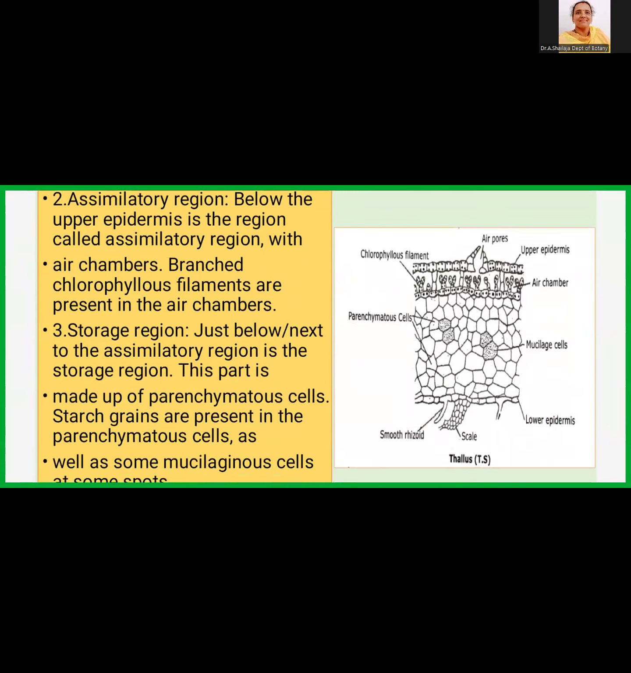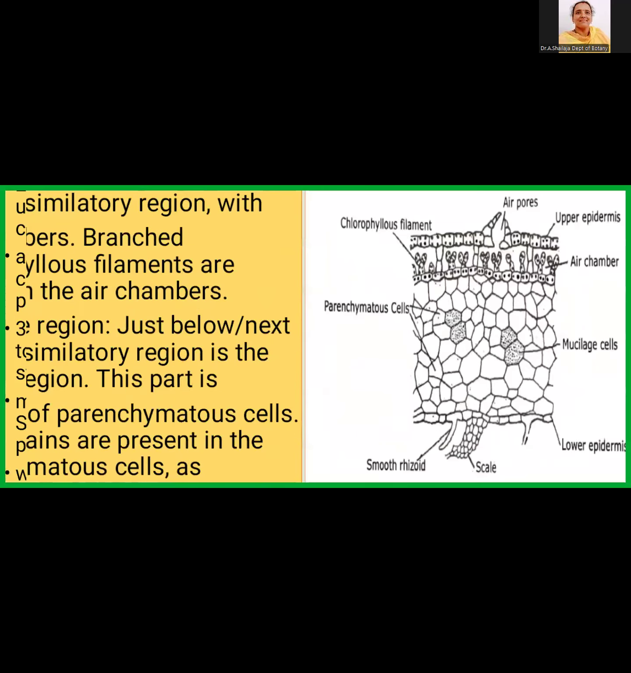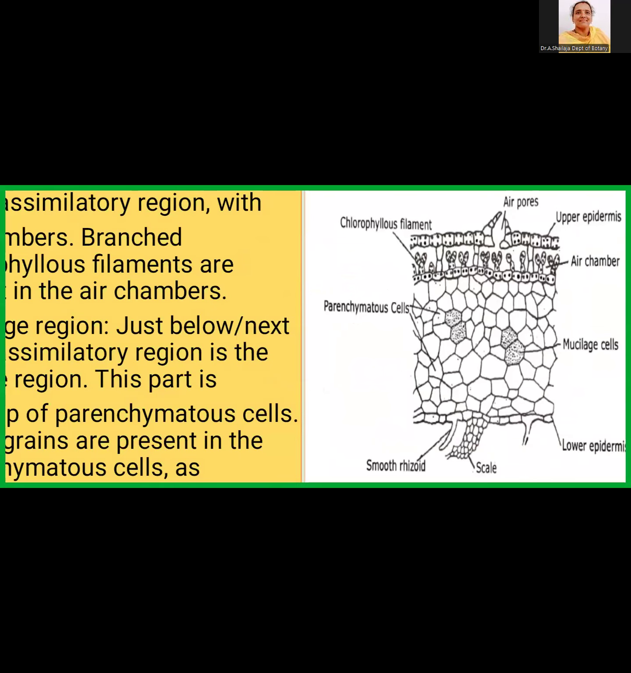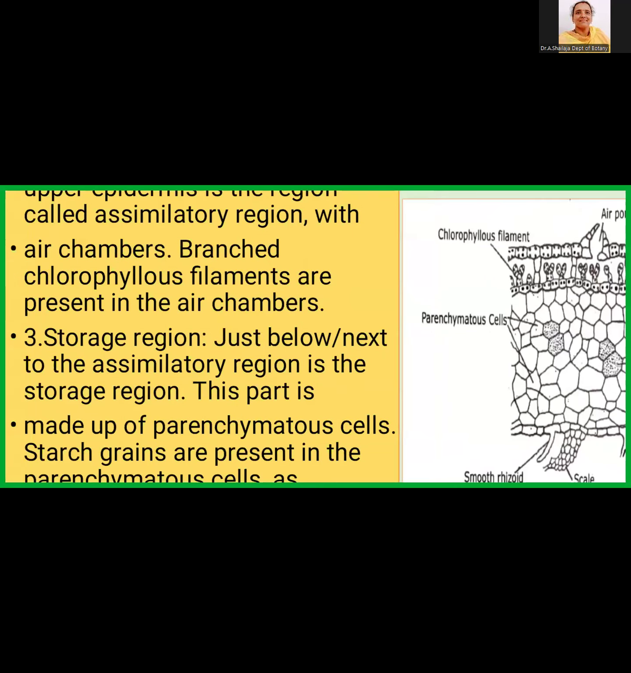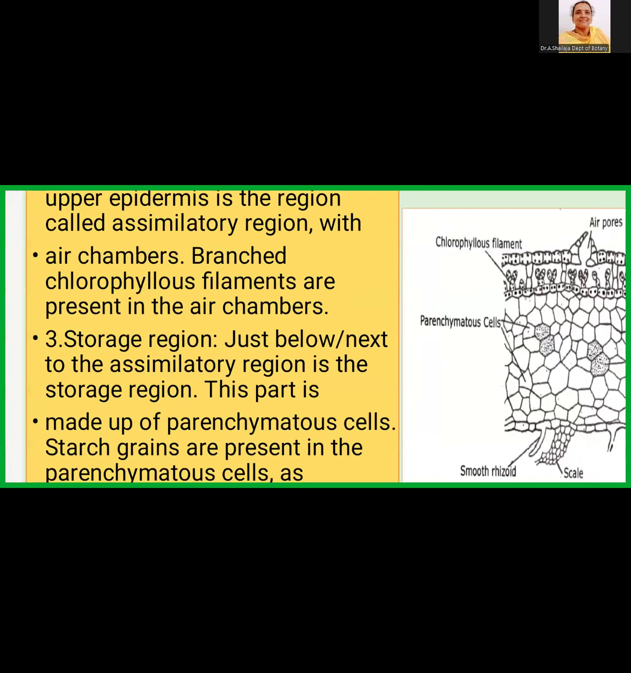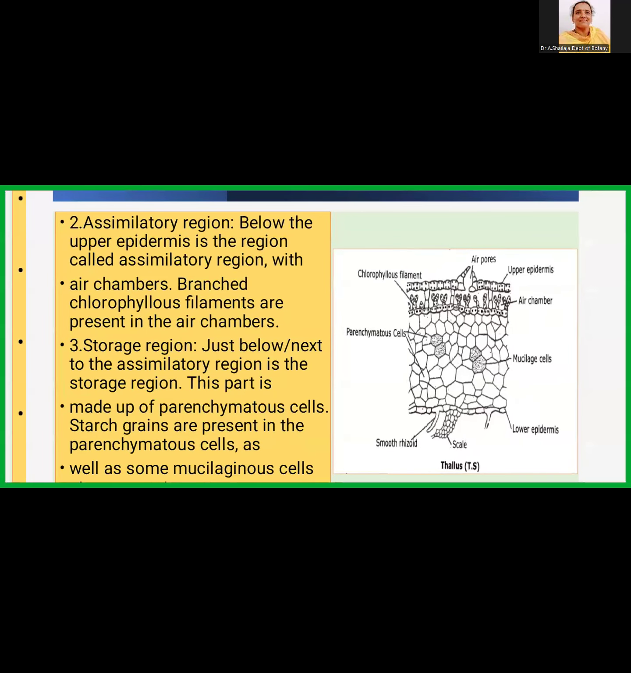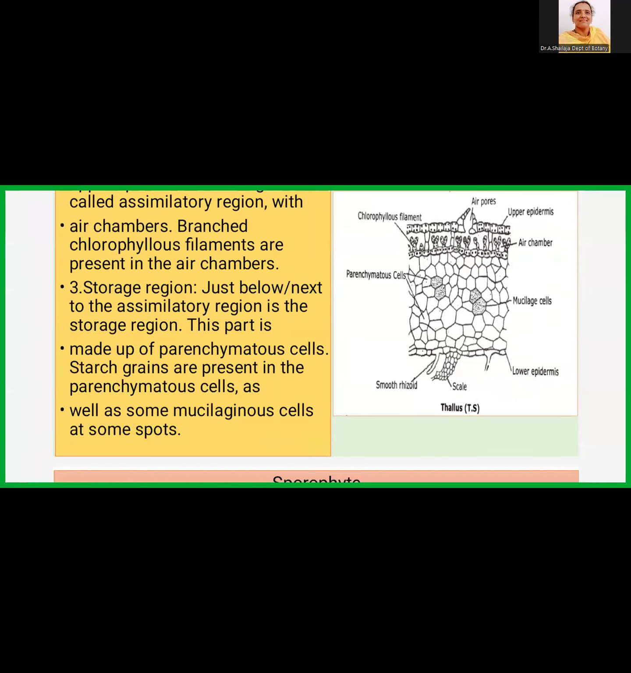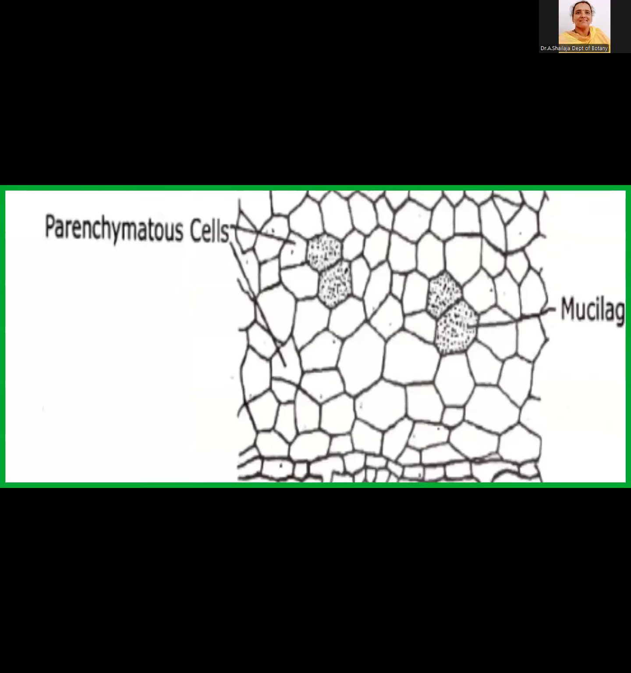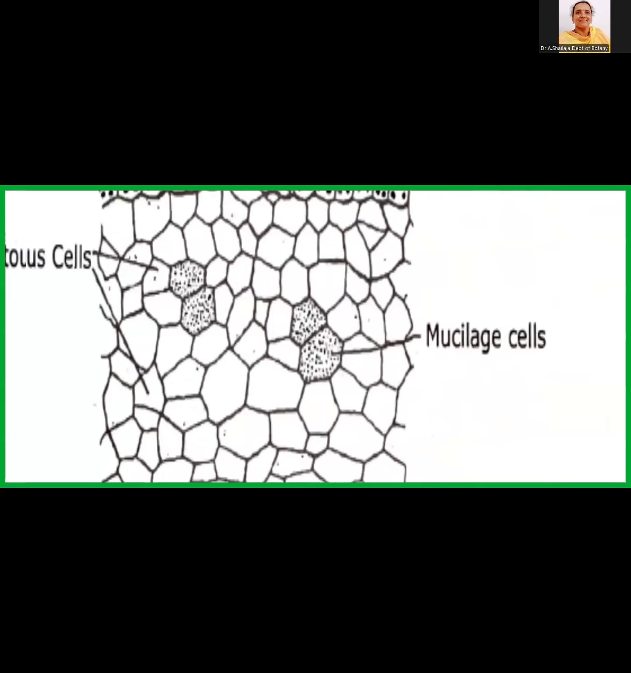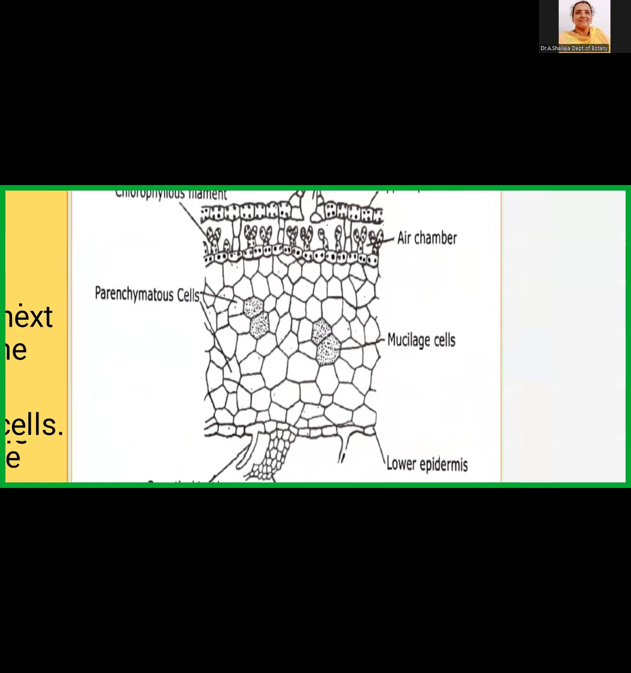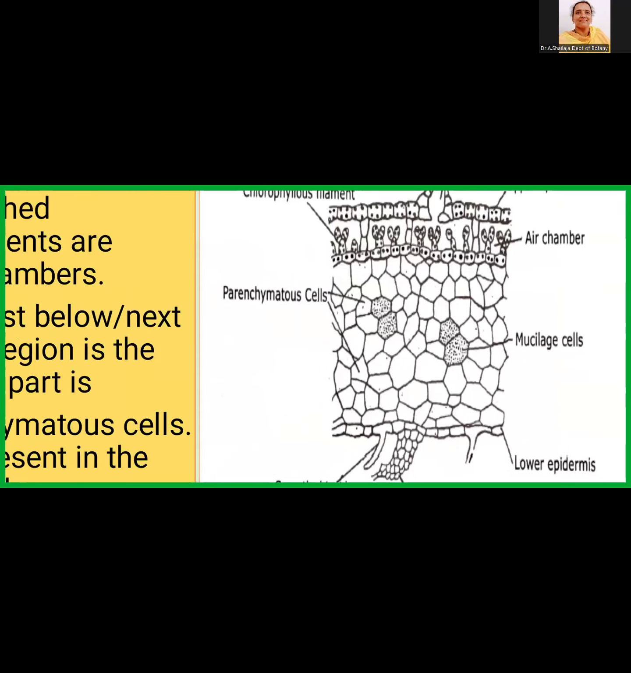The third one is the storage region. See here, below the air chamber, that whole region is called the storage region, just next to the assimilatory region. This part is made up of parenchymatous cells. Starch grains are present in the parenchymatous cells, as well as some mucilaginous cells at some spots. Here we see the mucilaginous cells. Some cells are mucilaginous and all the others are parenchyma cells. In the storage region, all cells store starch. That is the third part.